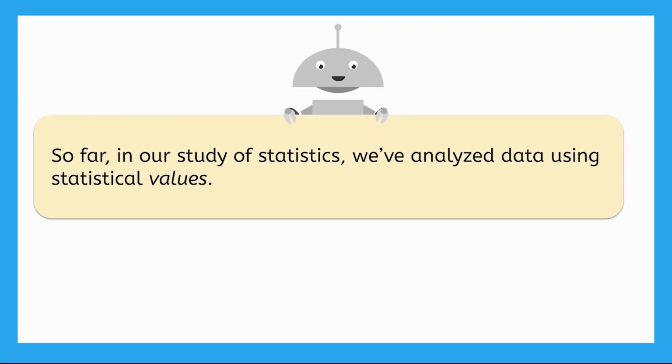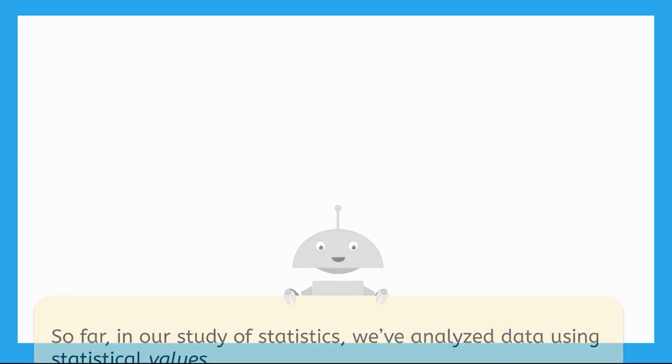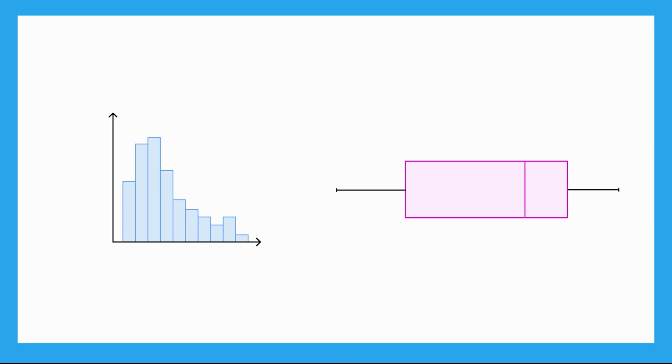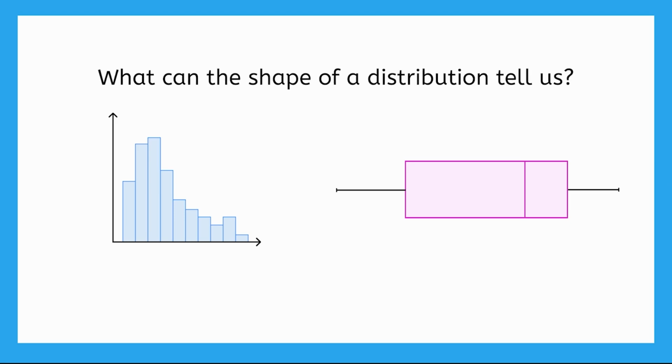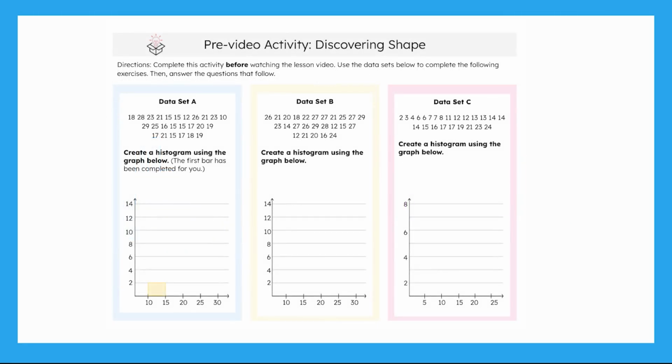So far, in our studies of statistics, we've analyzed data using statistical values. Today, we're analyzing the shape of a distribution to find out what the shape can tell us. In the pre-video activity, you created 3 histograms for 3 different data sets. If you haven't completed the pre-video activity, pause the video and do that now.